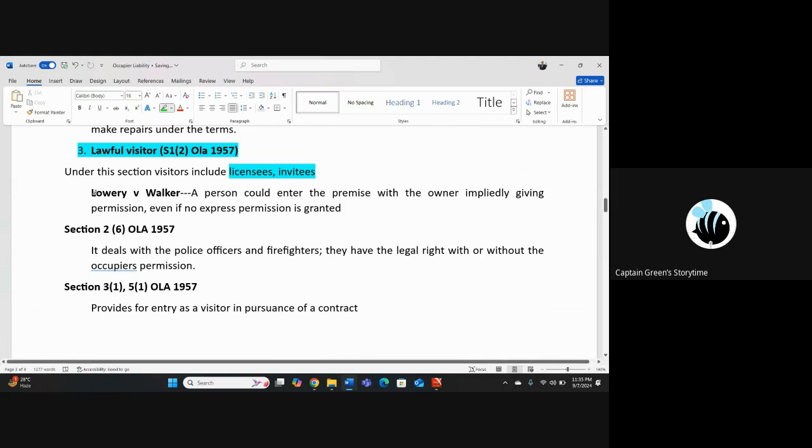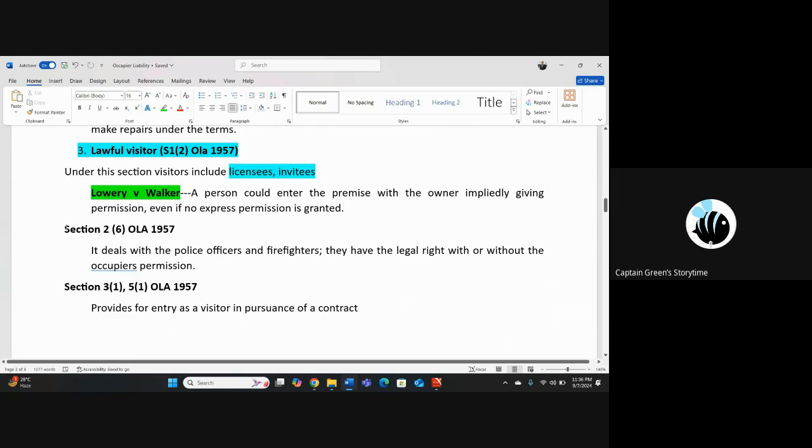Studying the case of Lowry versus Walker, a person could enter the premises with the owner impliedly giving permission, even if no express permission is granted. Like our children have implied permission, they are lawful visitors. Like a postman has implied permission, though no express permission is granted. However, according to the law of the case, a postman has implied permission, thus he would be considered a lawful visitor.